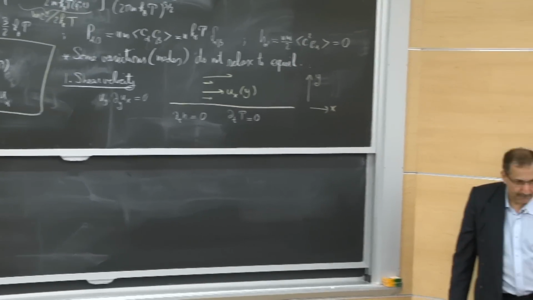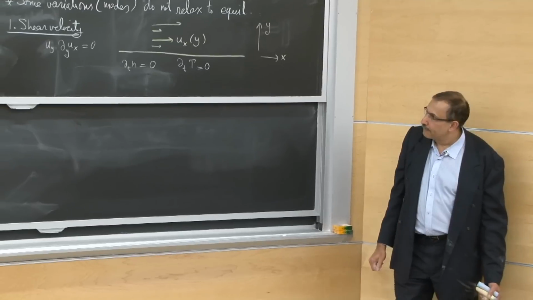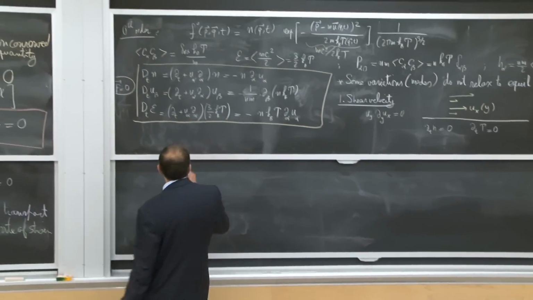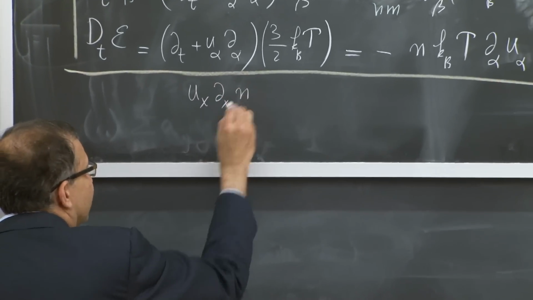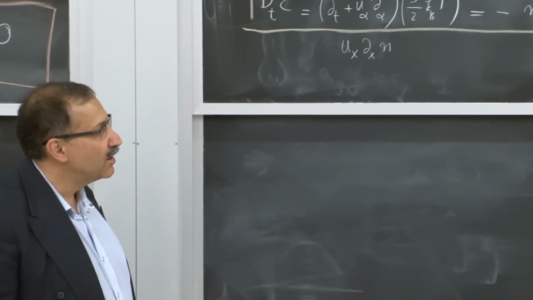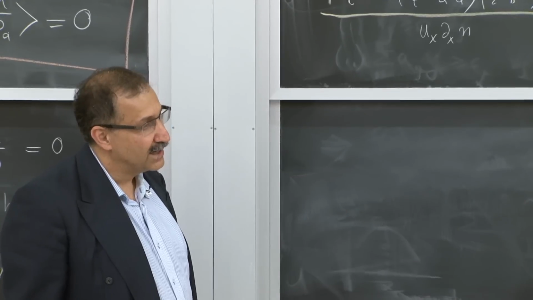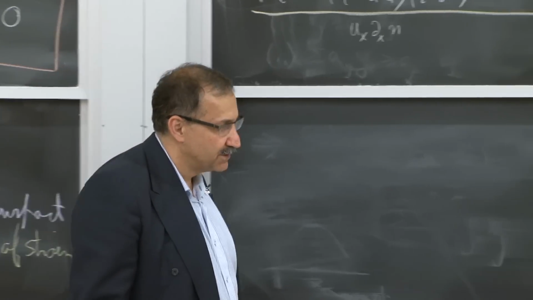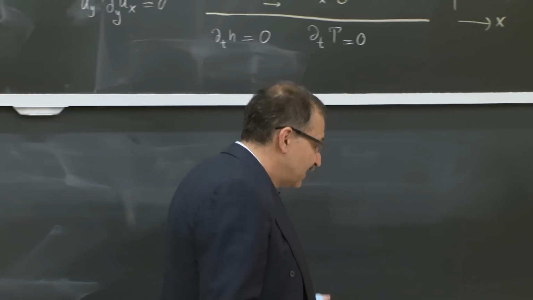Why does your u alpha d alpha n term go away? Wouldn't you get a ux dxn? OK, let's see. You want a ux dxn. What I said is that all variations are along the y direction. So this is not just for velocity, but for everything. Yes. So I make an assumption about some particular form.